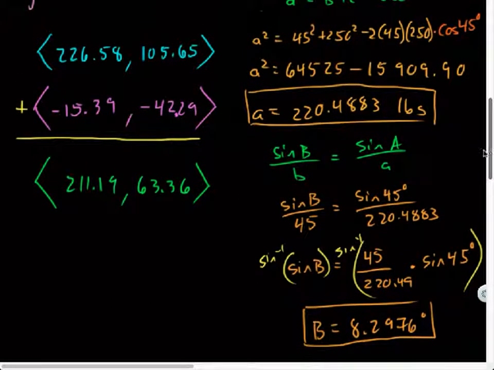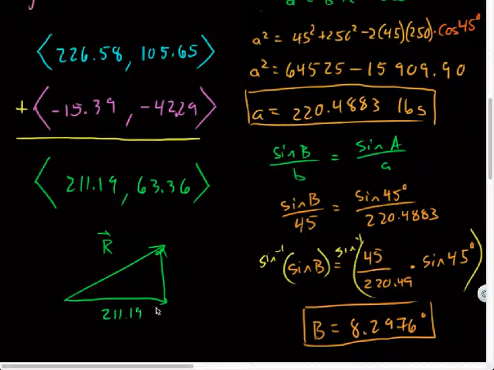Well, let me tell you that my resultant force has a horizontal and vertical components of that. So theoretically, how could I find my angle and my magnitude? Magnitude I could find by Pythag. So if I do 63.36 squared plus 211.19 squared, root, I get 220.49. Hopefully that's familiar to us.